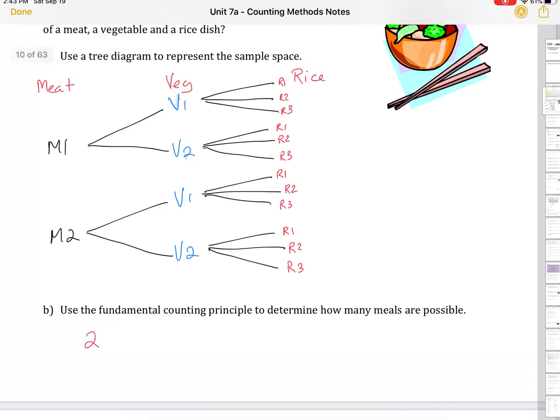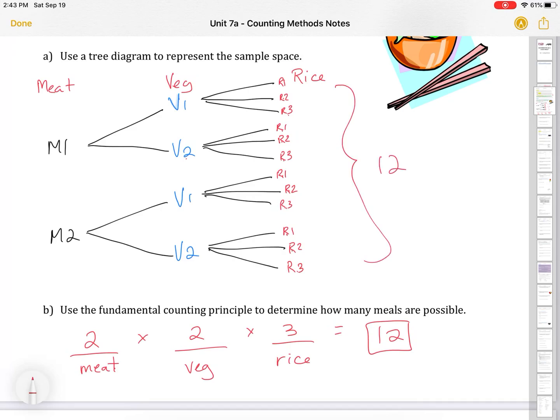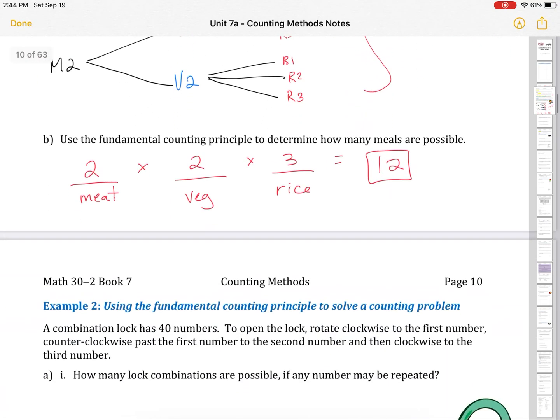Use the fundamental counting principle now to determine how many meals are possible. So we have 2 for meat times 2 for veg times 3 for rice. And we multiply that and we get 12. And if we look up here at our final column and we count our number of final routes, we get 1, 2, 3, 4, 5, 6, 7, 8, 9, 10, 11, 12. So it matches up with the 12 possibilities that are listed here. Okay, so either way got you to the answer.